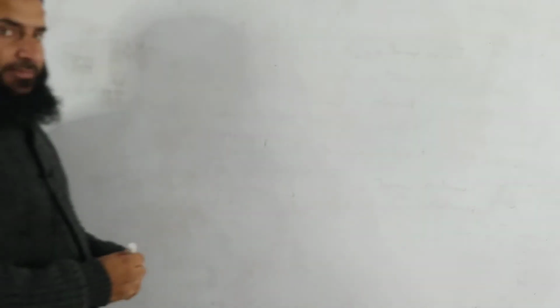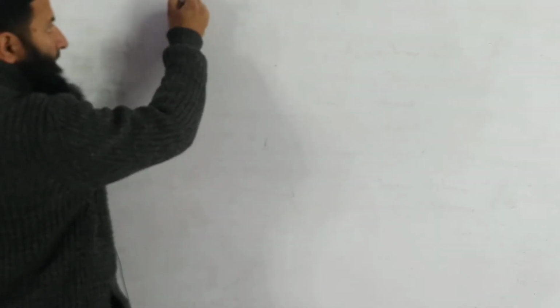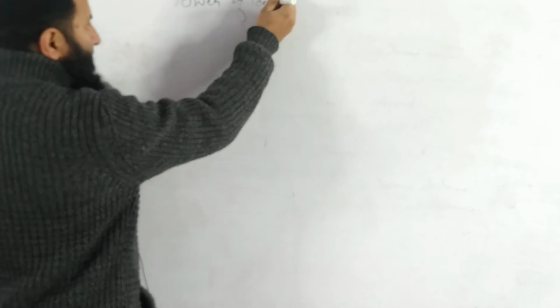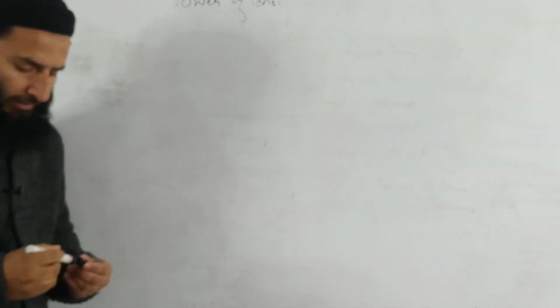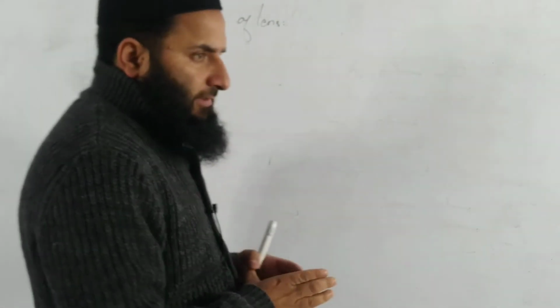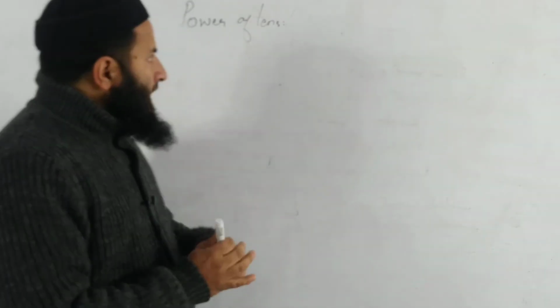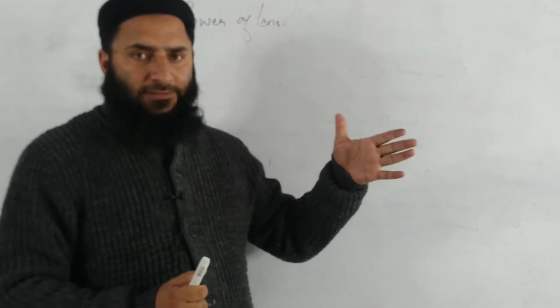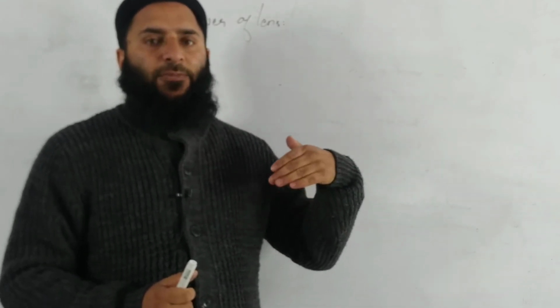The last topic of this chapter, that is power of lens. Power of lens means how easily a lens converges or diverges the light rays passing through it.